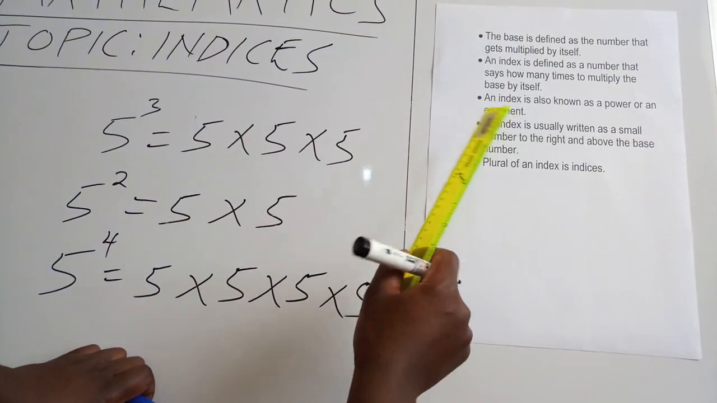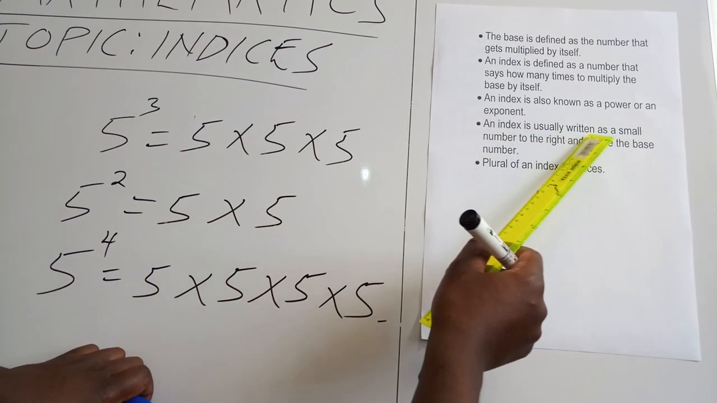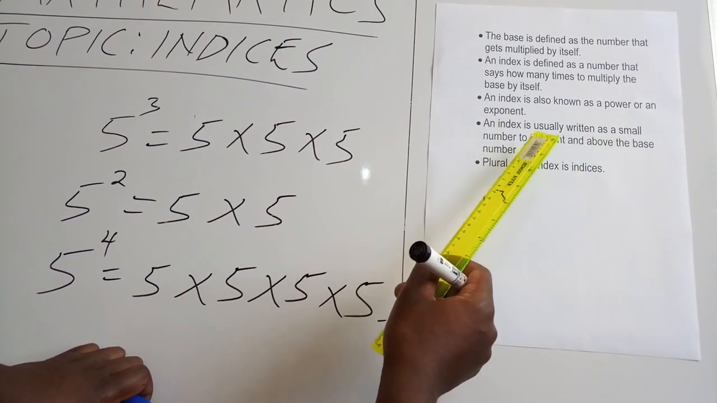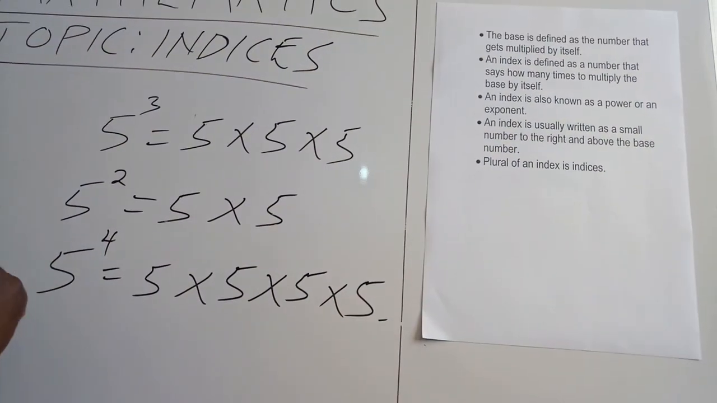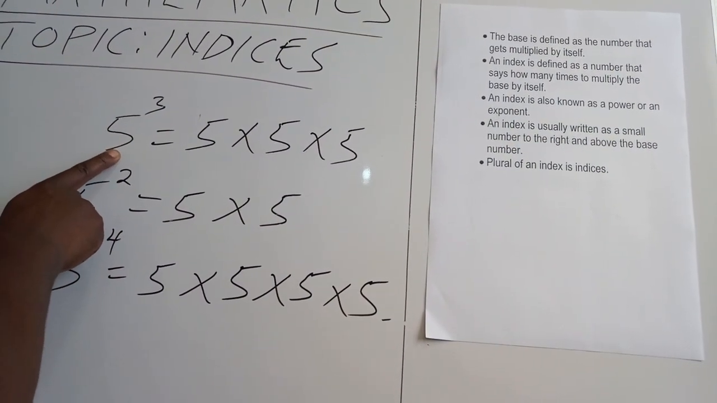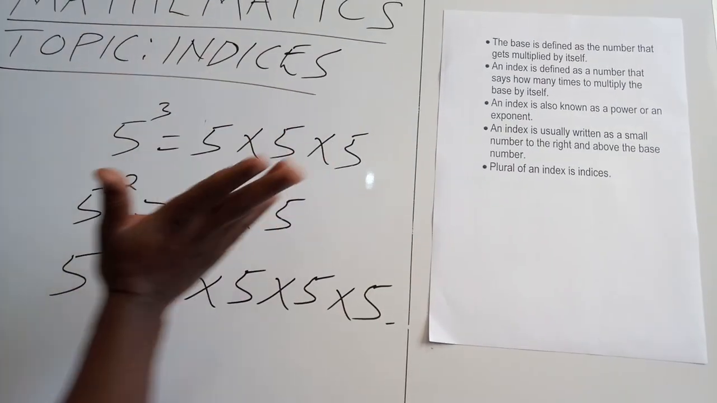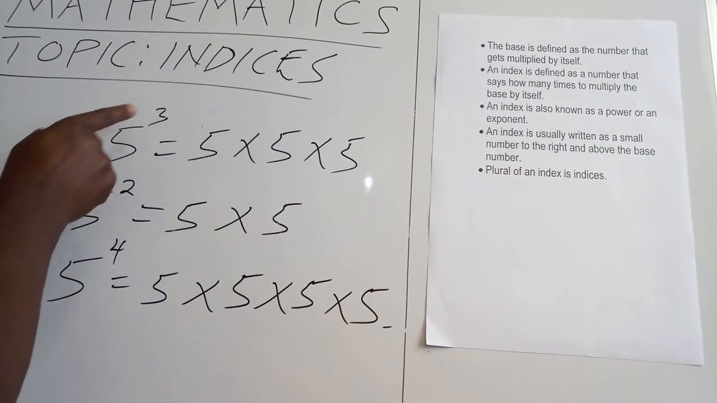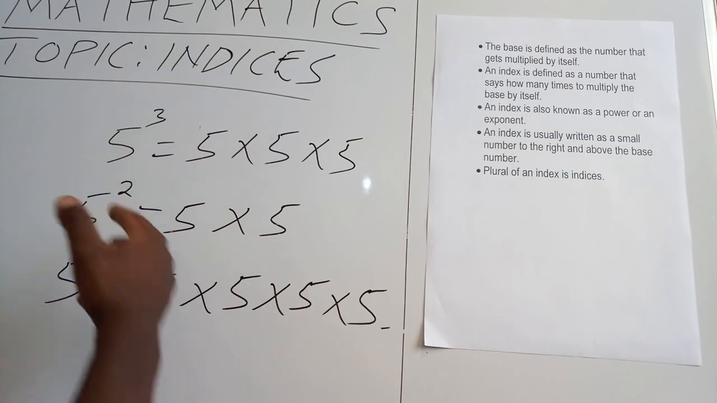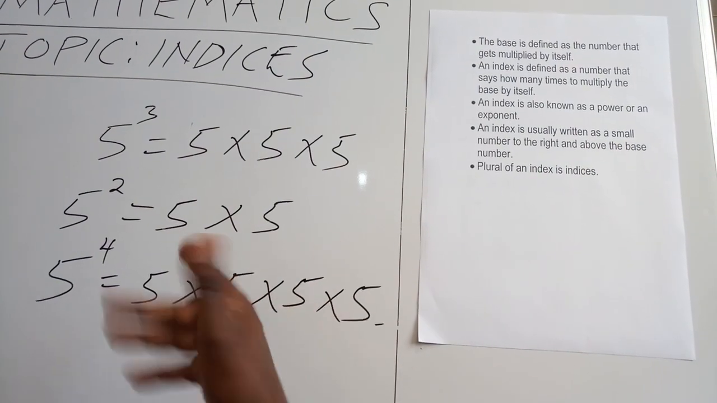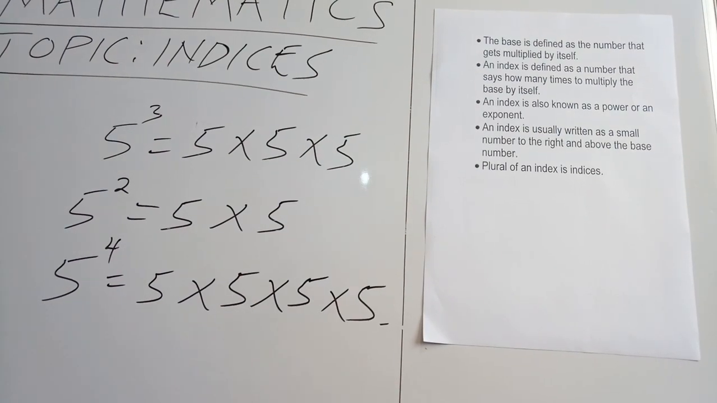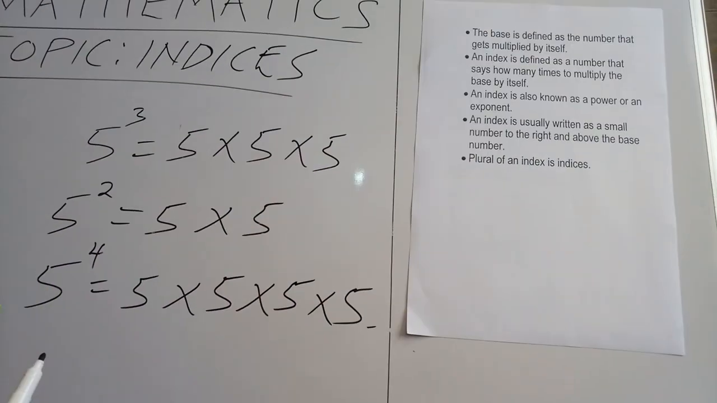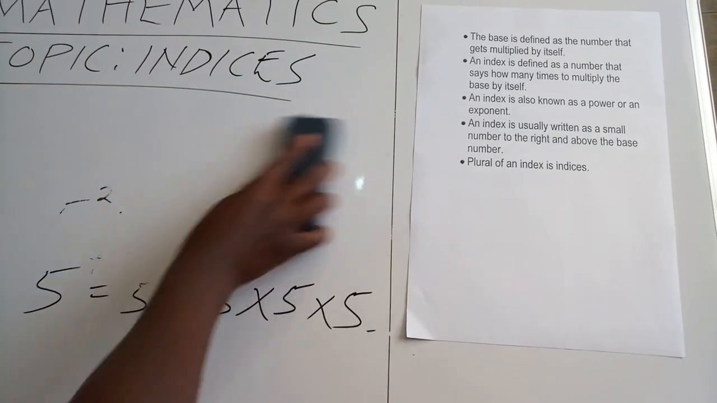Now, of course, as you have seen, an index is usually written as a small number to the right and above the base number. So the base number is 5. Where is the index written? To the right and above, of course, the base number. So when we're talking about one, we talk about an index. Many, we talk about what? Indices. So we are done with our introduction.